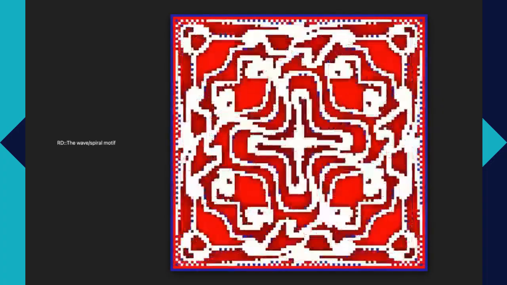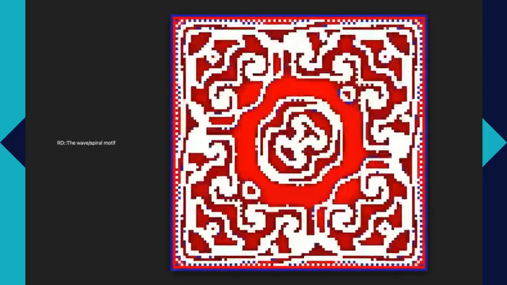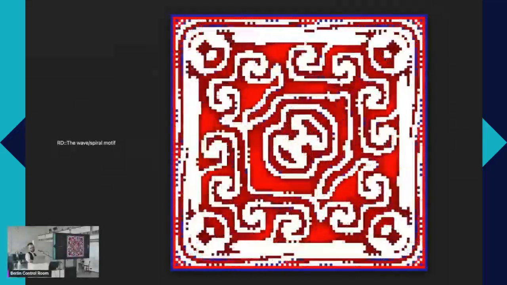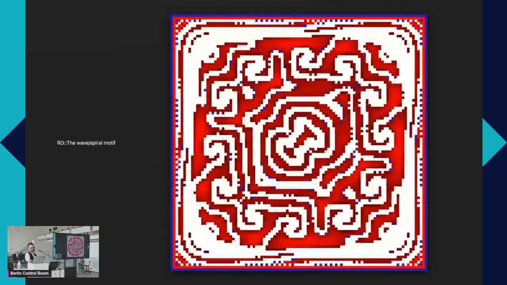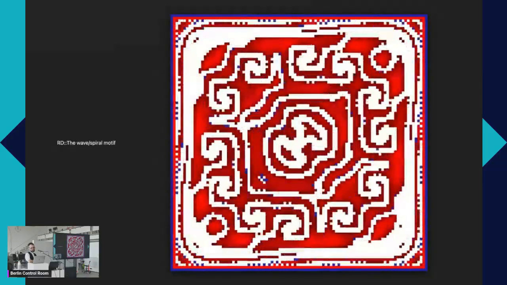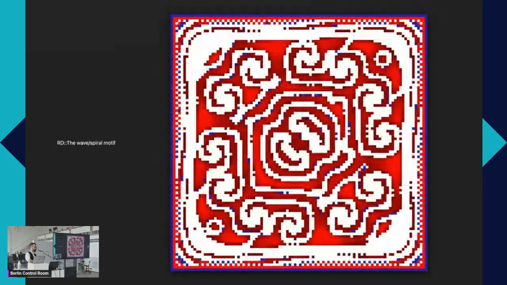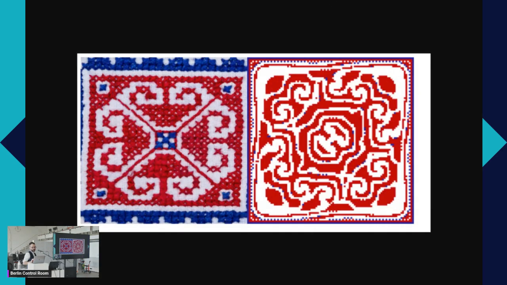So reaction diffusion can not only make rhombi, stars and crosses, but also this spiral stuff. It's just a matter of seeding, and I added a bit of color to be more obvious. But for me, the mirroring and the repetition of the pattern is quite striking.